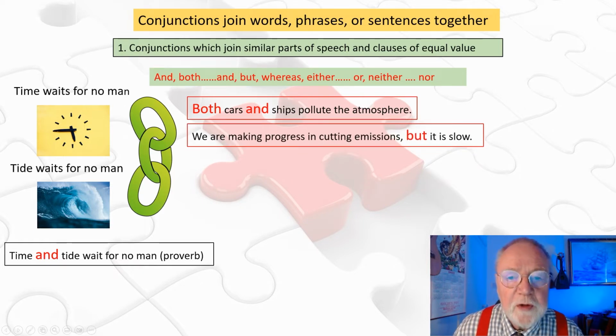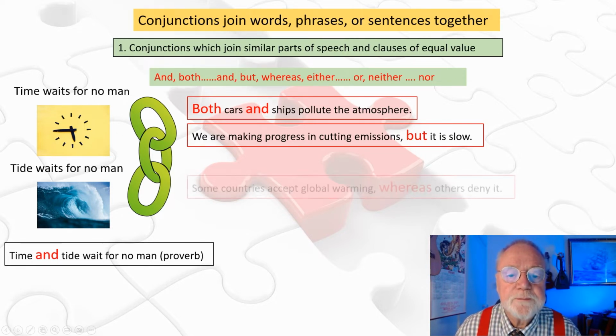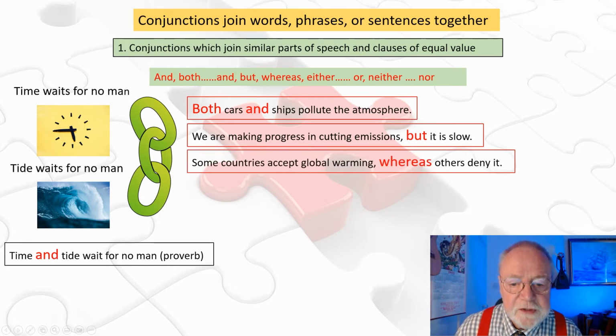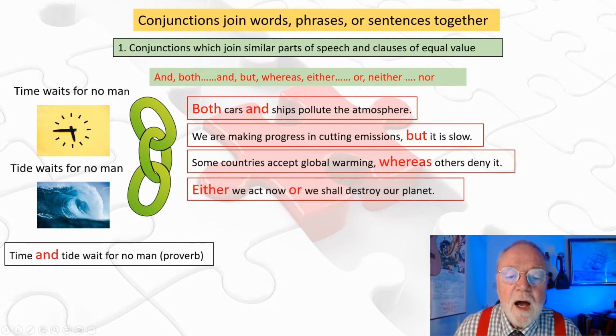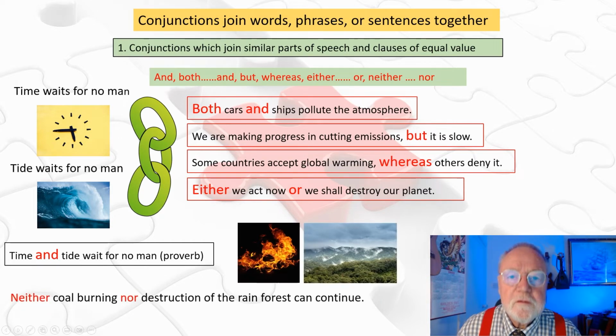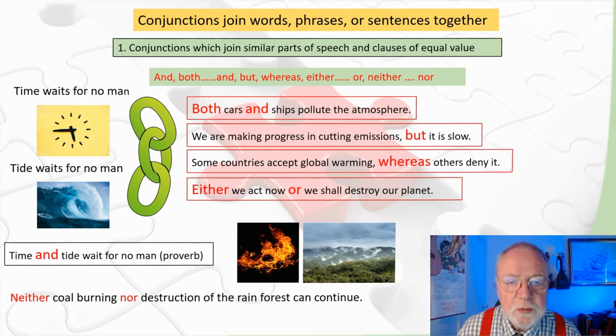We are making progress in cutting emissions, but it is slow. Notice the use of the comma before but. That is important. Some countries accept global warming, whereas others deny it. Either we act now, or we shall destroy our planet. And finally, neither coal burning nor destruction of the rainforest can continue.